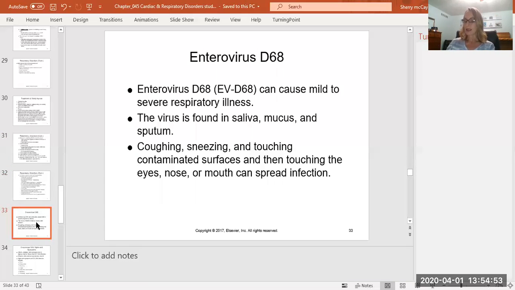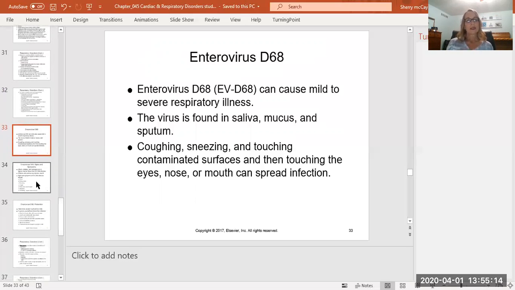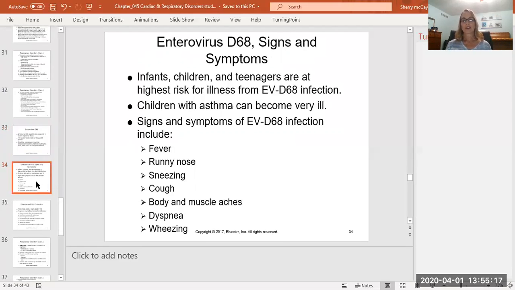Enterovirus D68 can cause mild to severe respiratory illness. The virus is found in saliva, mucus, and sputum. Coughing, sneezing, and touching contaminated surfaces, and then touching the eyes, nose, or mouth can spread this infection. Sound familiar? We see this more in infants, children, and teenagers at a higher risk for the illness. Children with asthma become very ill. Signs and symptoms include fever, runny nose, sneezing, coughing, body aches, difficulty breathing, and wheezing.